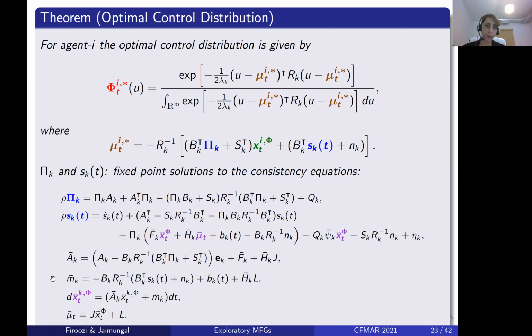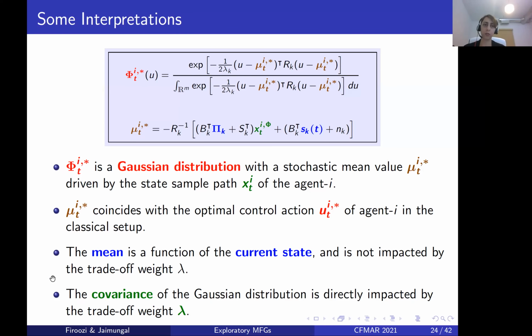I will give some more interpretations and intuitions about this in the next couple of minutes. First of all, as I mentioned, this distribution is Gaussian and its mean value is stochastic. In general, we have a stochastic action distribution, and this mean value is given by the sample path of agent I's state. And as I mentioned, this mean value coincides with the optimal control action in the classical case for agent I.